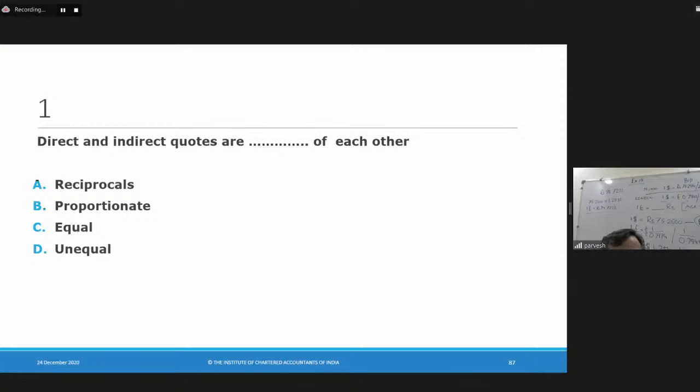Direct and indirect quotes are dash of each other. A, reciprocal; B, proportionate; C, equal; D, unequal. So what would be the right answer? So Ambika has understood, very good. Pujita is right. Chavi, your answer is right. So direct and indirect quotes are dash of each other. What should be the right choice? Please put your answers on the chat box.